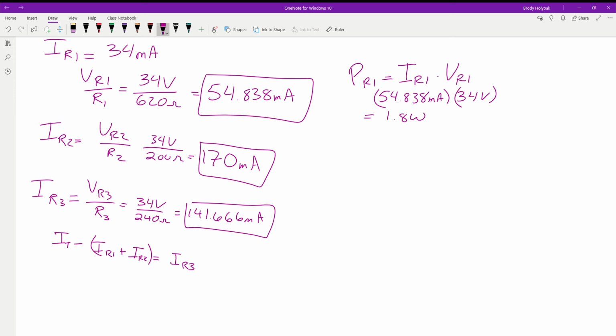Now that we've solved all of our values, we end up with 1.8 watts. So which one has the smallest current? Resistor 1.